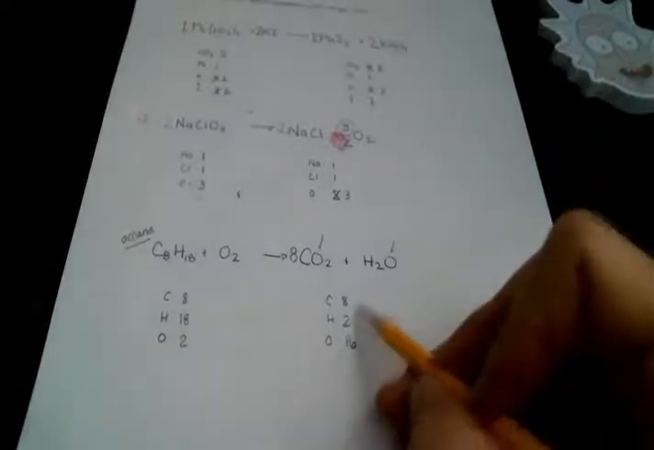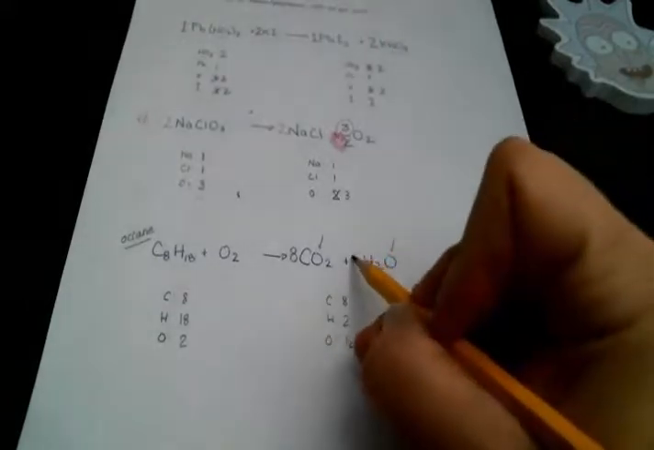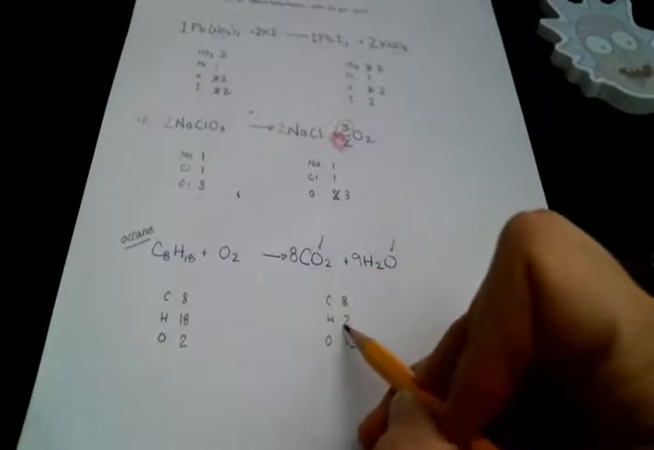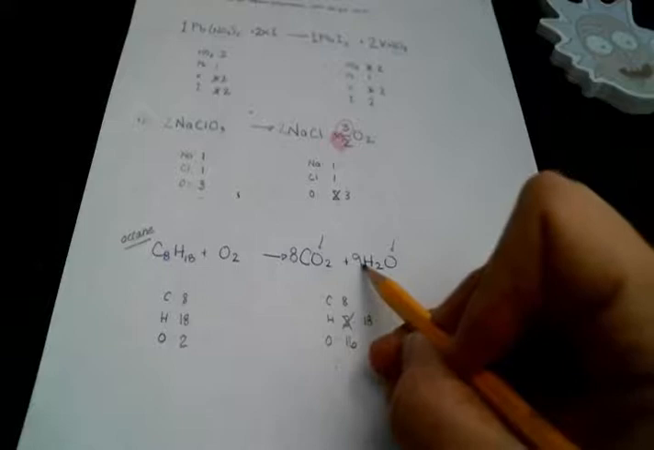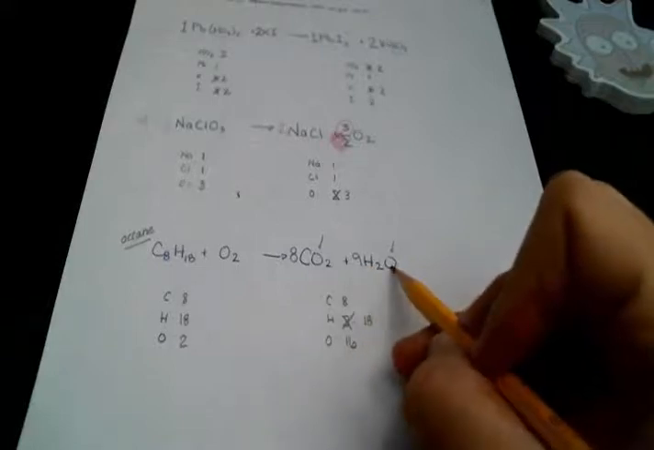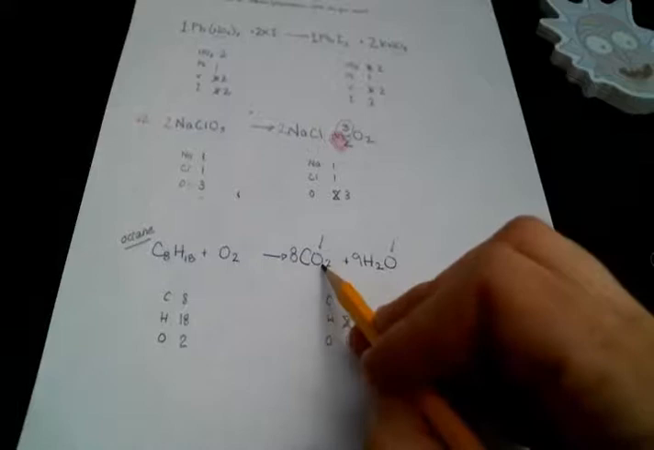I got 2 hydrogens on the right. I got 18 hydrogens on the left. So I'm going to need 9 waters. That's going to multiply the hydrogens by 9. So now I've got 18. But the other thing you'll notice is it's going to also add a whole bunch of oxygens to what I've got going on here. Now I've got 16 oxygens here and 9 oxygens here. So I'm stuck with 25 oxygens on the right. That's pretty crazy. It's a lot of oxygens.